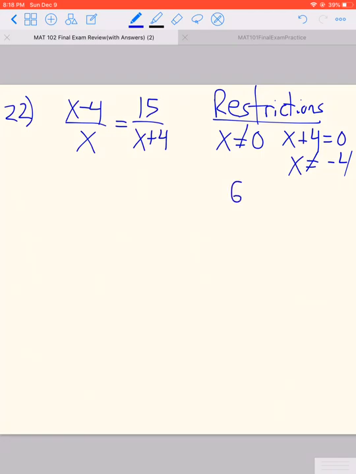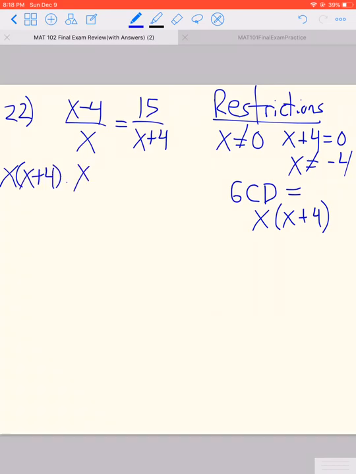The next thing we want to do is get rid of the fractions by multiplying every single term by the GCD of our denominators. With the denominators of x and x plus 4, the GCD would be x times x plus 4. So that's what we're going to multiply each fraction by. I'm going to multiply the first fraction by x times x plus 4, and I'm going to multiply the second fraction by x times x plus 4.